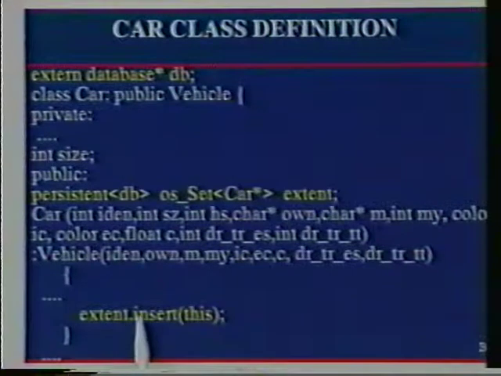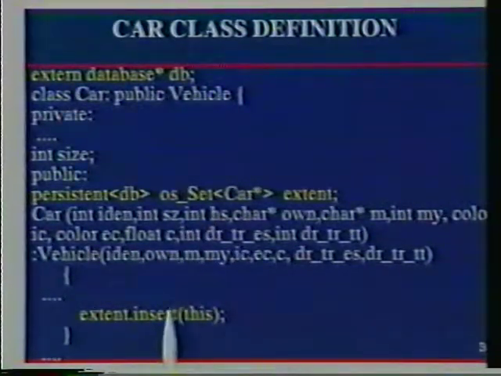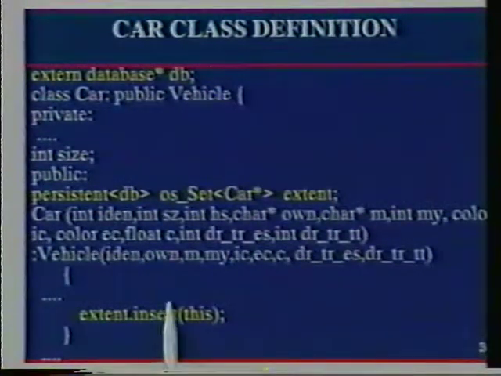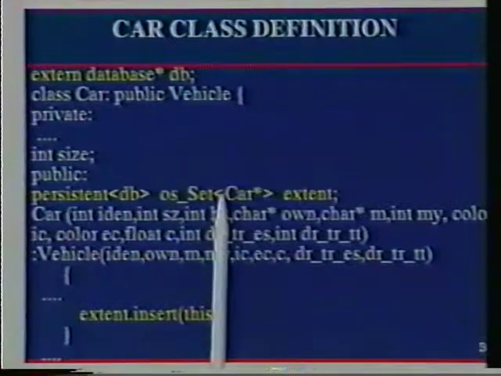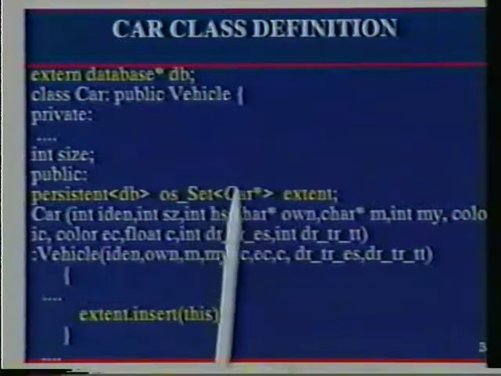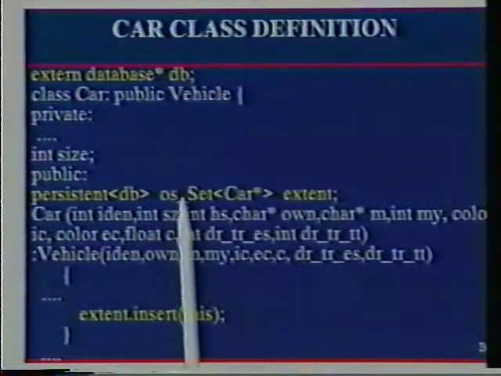So when I do extent.insert, insert is a function. Insert is a message which this OS set can respond to. So this now responds to this message. Extent responds to this message insert and inserts the particular instance that you have created into this extent, which is now a collection type.